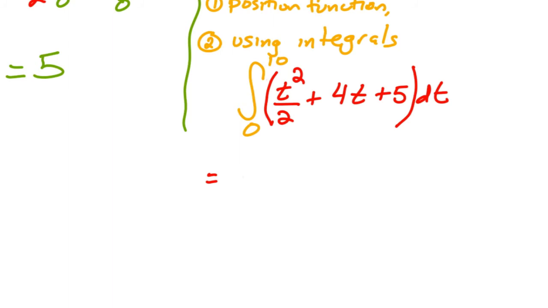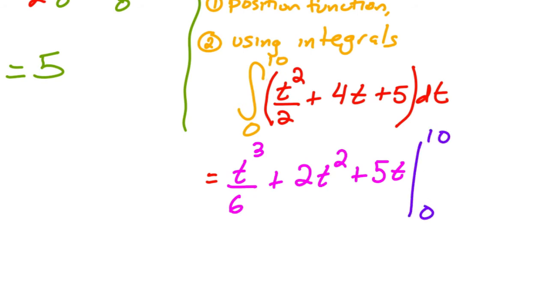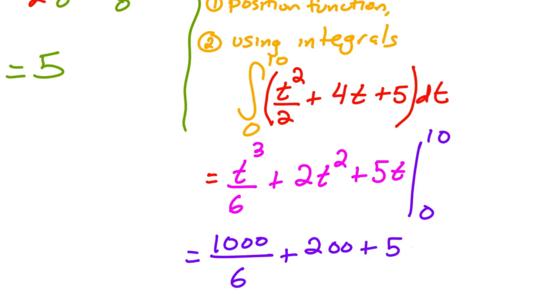They disappeared. Okay, anyways. So then we use the fundamental theorem of calculus here. So find the antiderivative. So that's going to be t cubed over 6 plus 2t squared, because you add 1, divide by 2. So that's going to turn into 2. And then plus 5t. Now notice there's no plus c here because it's a definite integral. And so I'm just going from 0 to 10. Okay, so then I'll plug in 10. 10 cubed is 1,000 over 6 plus 10 squared is 100 times 2 is 200 plus 50.